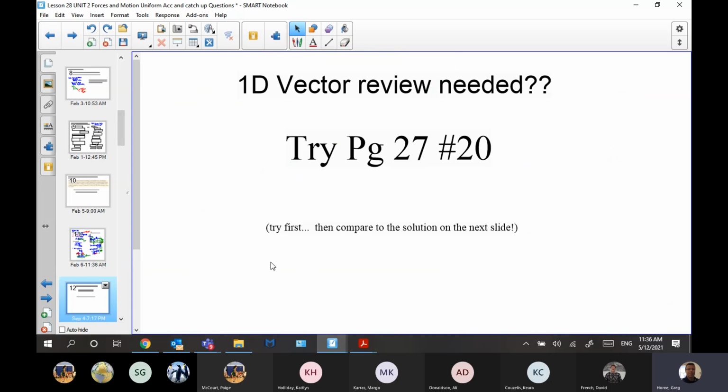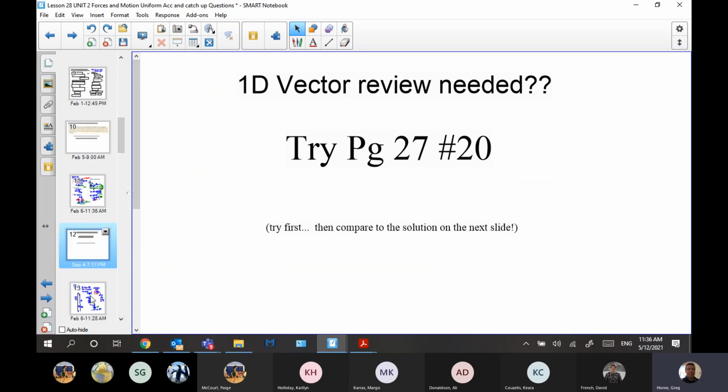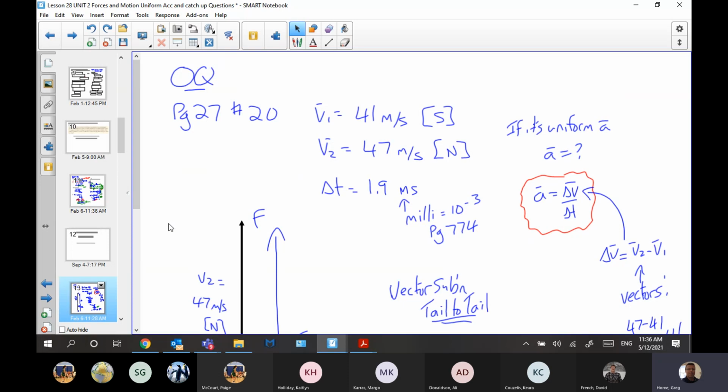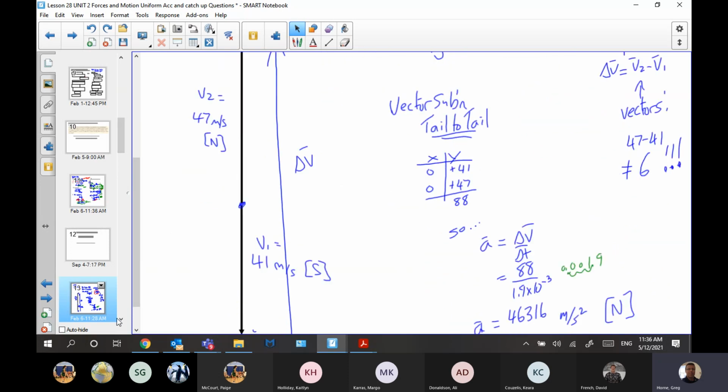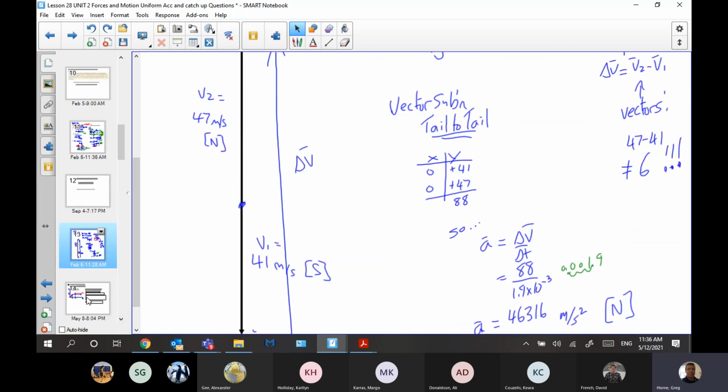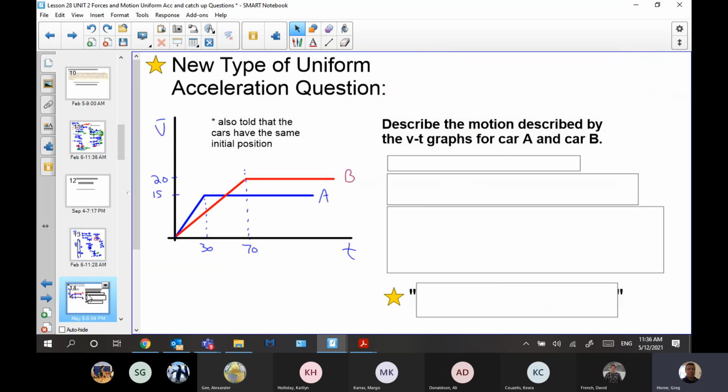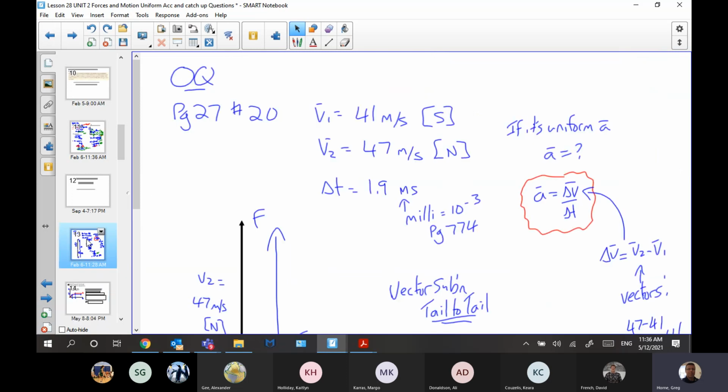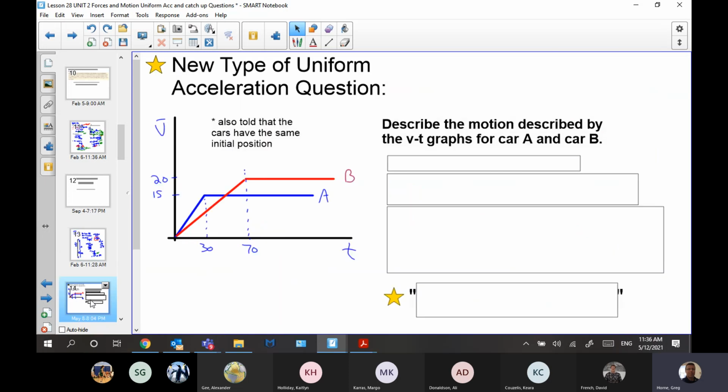If you need help with the vector stuff, try question number 20 on 27. There's a solution for it, but it's just talking about a south and a north and what's your delta V? It's basically the idea of the directions. So, just a whirlwind reminder of the kind of things we're talking about. And then we get into this new stuff, this catch-up question and so on.